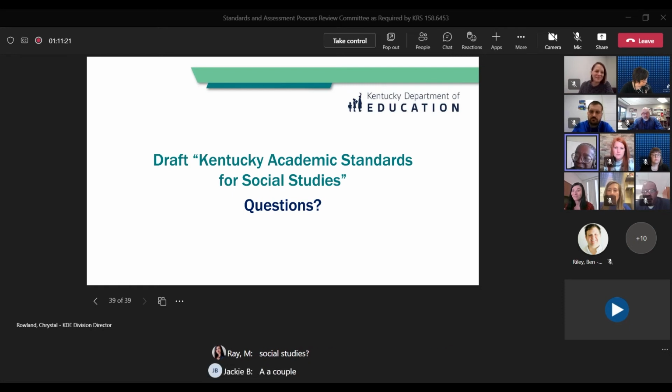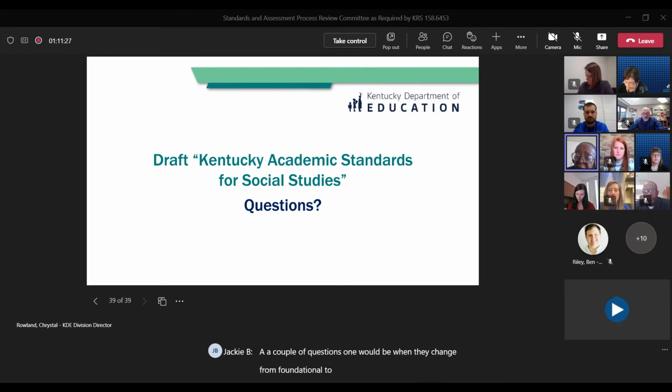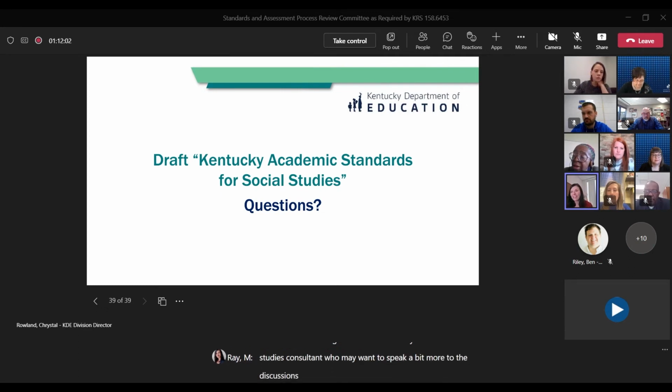A couple of questions. One would be, when they changed from foundational to fundamental, was there understanding about what meaning each term had compared to the other one, and were they giving up something that they didn't intend to? So the use of the word fundamental was in statute, and so that language had to be pulled over. But Crystal, is there anything that you would like to add? And I know we also have Lauren Galicchio with us today, our social studies consultant, who may want to speak a bit more to the discussions had by the advisory panels.